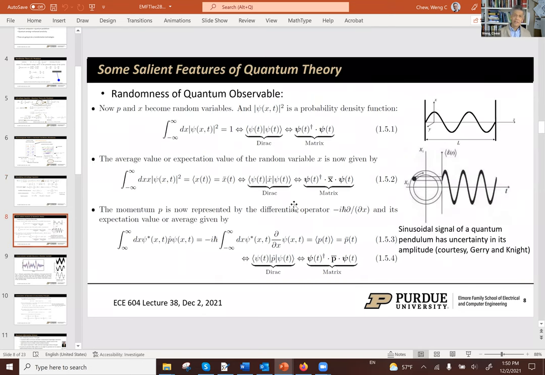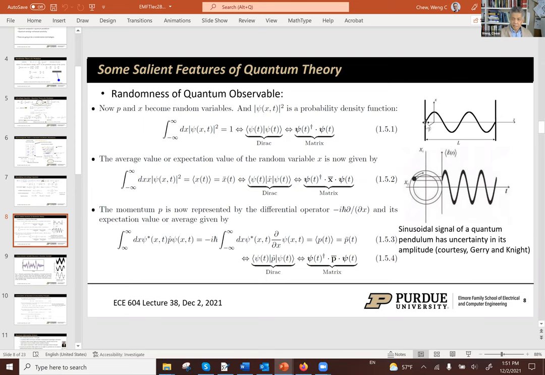So let's talk about some salient features of quantum theory. So we have electromagnetic fields. Classically, we know that if you have a cavity resonator, if you have a pendulum, we have sinusoidal oscillations or time harmonic oscillations. What happens in the quantum world is that the position and the momentum of a particle, in this case the pendulum, are random variables. Those are called observables. X and P are called observables because you can measure them in the laboratory. Since they are random variables, if you were to make a sinusoidal signal in the quantum world, it will not look like a pure sinusoid, but a sinusoidal function with some standard deviation or fuzziness to it.